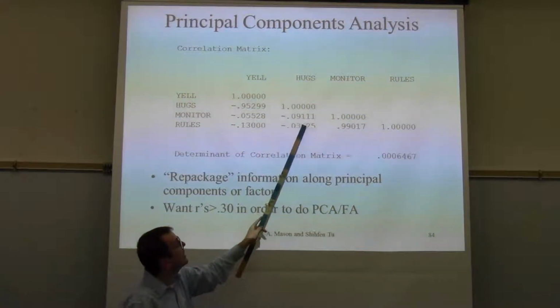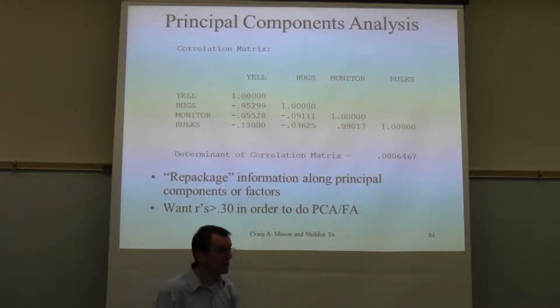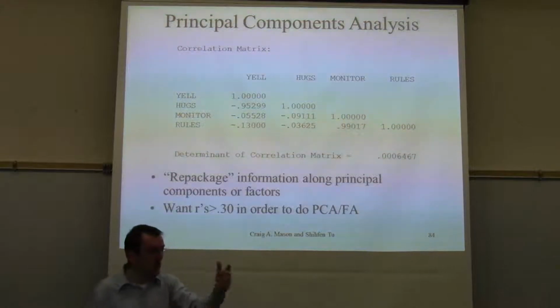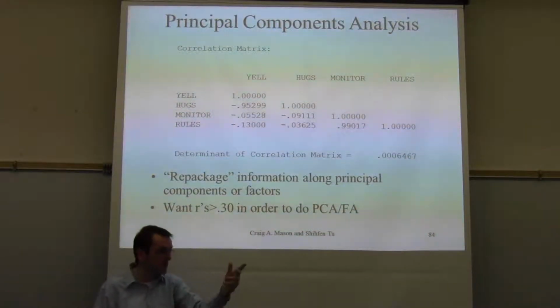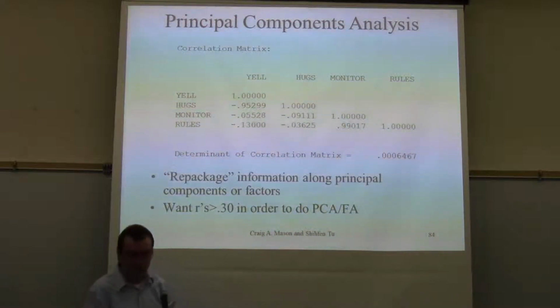So they're uncorrelated. Finally, monitoring and rules are highly correlated with each other. If you have a lot of rules, you also are someone who's keeping a close eye on what your child's doing. If you keep a close eye on what they're doing, you tend to have a lot of rules. Again, this is all just made up data.